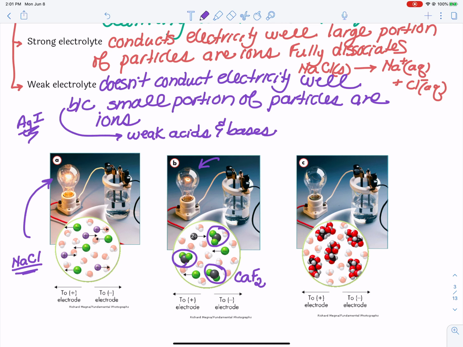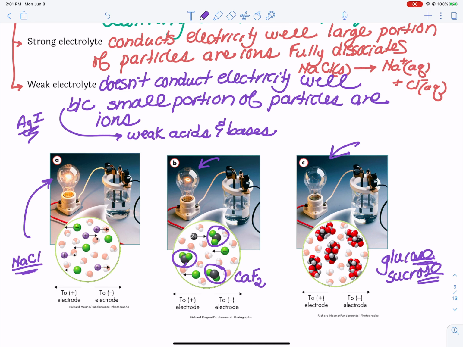And then over here you have, this looks like a giant carbon, oxygen, hydrogen molecule. I'm going to guess that it's glucose or sucrose, both of those end in OSE. That means that they're sugar molecules. And so this is a completely covalent compound. It doesn't dissociate at all in water. There's no ions when you take sugar and dissolve it in water, and hence the light bulb does not light at all.